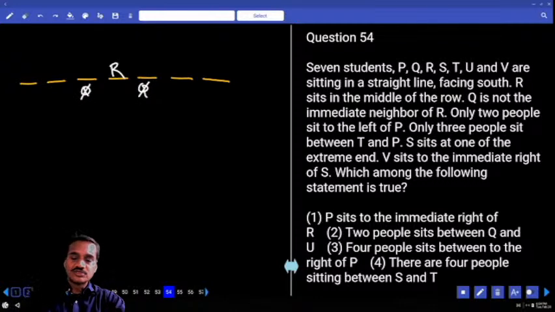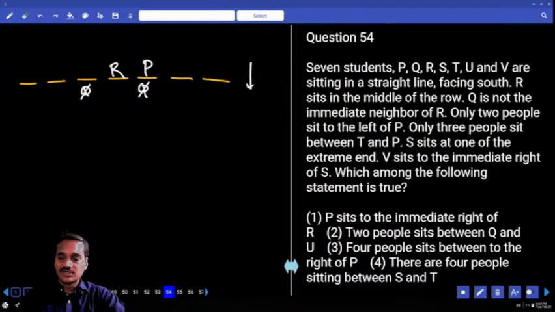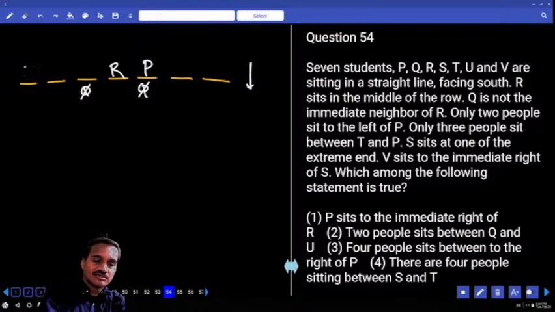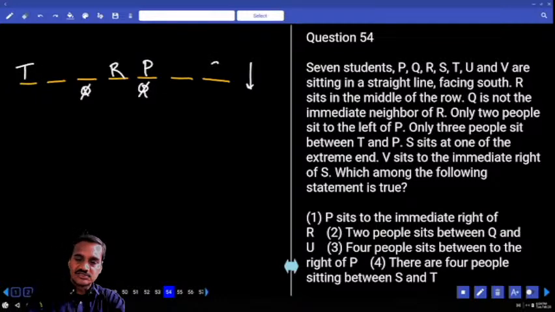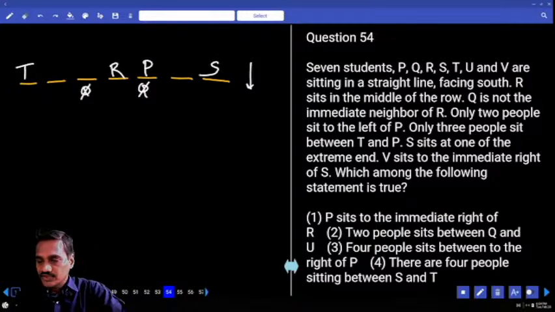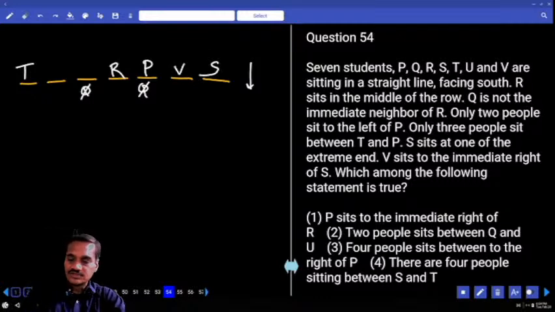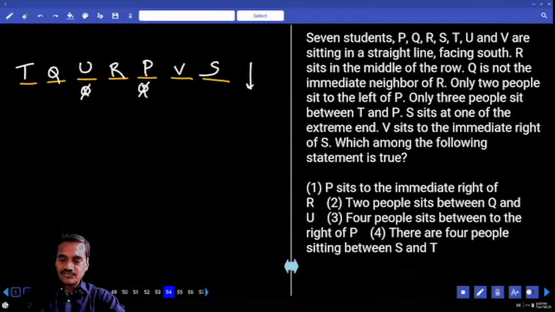Only 2 people sit to the left of P. Not to the left hand side of P, only 2, because these persons are facing south. On the left hand side of P, there are 2. And only 3 people between T and P, there are exactly 3. And S sits at one of the extreme ends, S is here. And V sits to the immediate right of S, V is here. Then Q cannot be here, Q is here. Then who is the person left over? P, Q, R, S, T, U, and V. U is here.